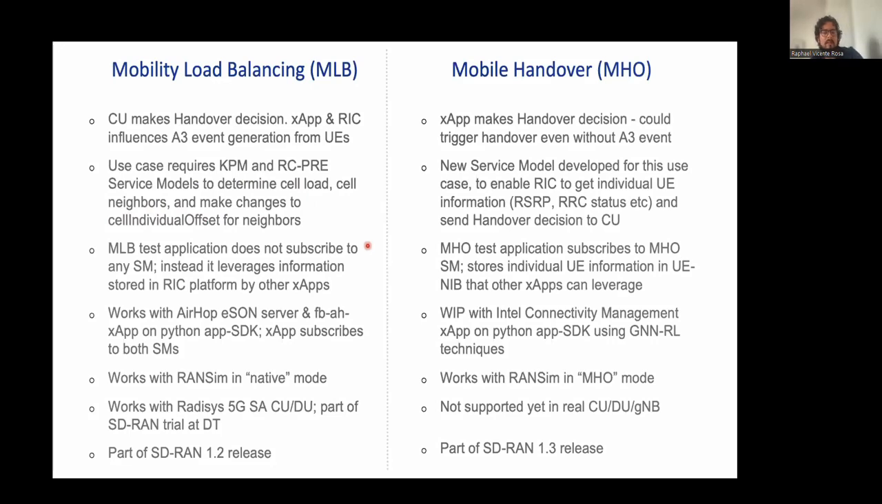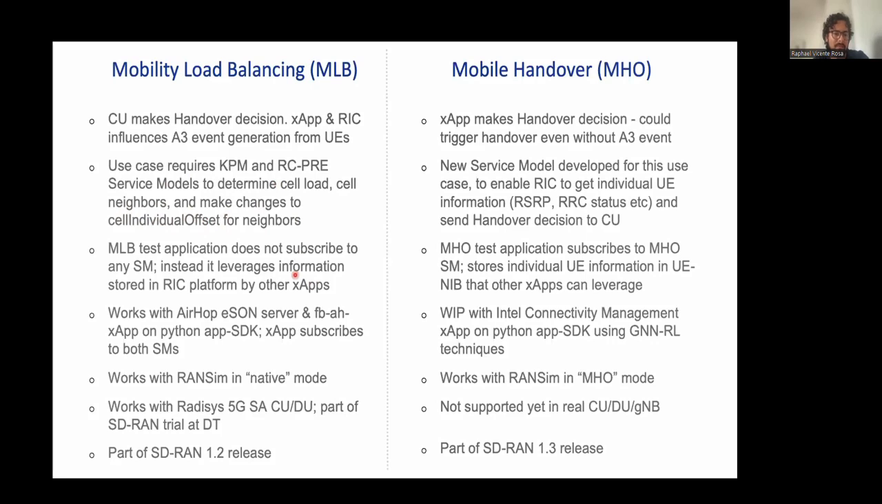An A3 event is basically an A3 measurement report that the UE sends to the network, to the gNodeB, when it sees that the neighbor cell or the secondary cell has an RSRP signal better than the primary cell by a certain offset. So by triggering the control of this cell individual offset, it's possible to trigger the load balancing of the UEs among the cells.